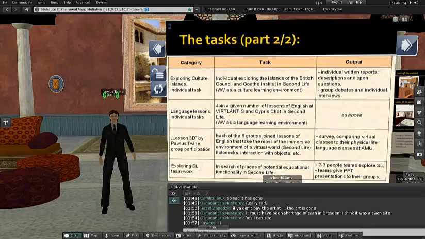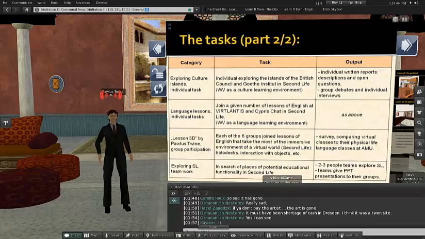Traditional or not formal or informal language lessons. There was also an individual task. So I introduced to them two islands. First was Virtlantis, and the second was Cyprus Chat, Second Life. The islands where students can learn different languages for free. So teachers don't get paid, and students don't pay for education or for classes. It's not actually any program. They are individual classes, but nobody pays.